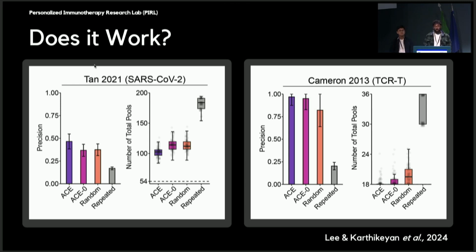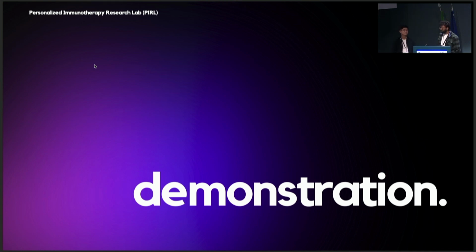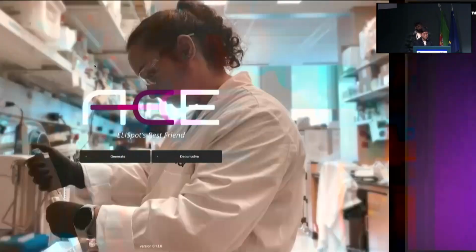Here are two pretty well-known epitope mapping experiments where they used ELISpots. We ran simulations with designs of our own, and in both cases, we were able to not only increase the precision, but decrease the total number of ELISpot pools, all for a happier experimentalist. And with that, I'm going to hand it over to Andy, and he'll give you a live demonstration of how ACE works.